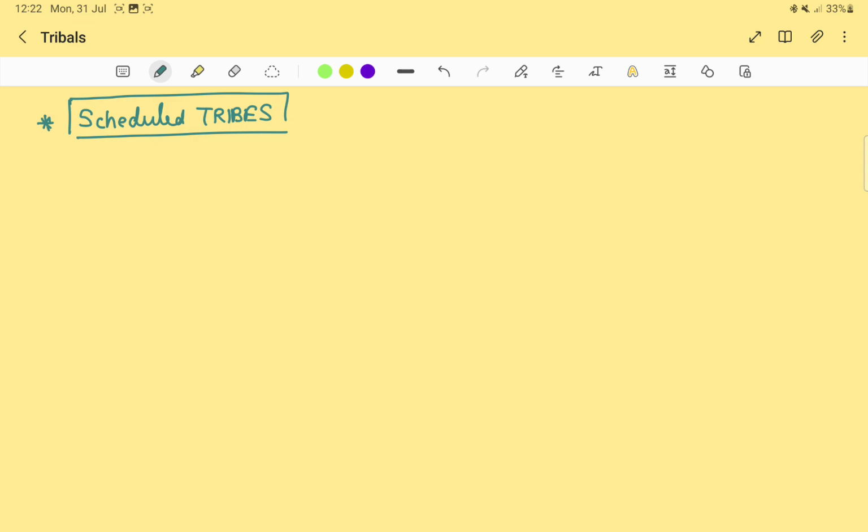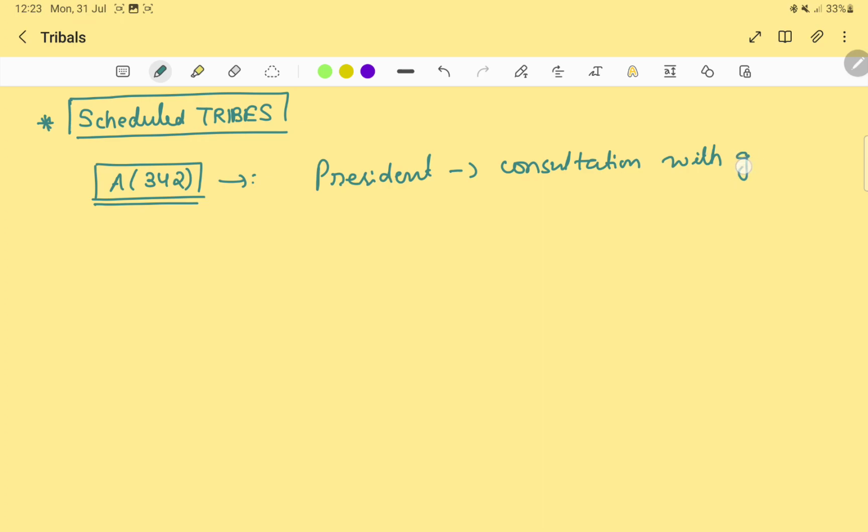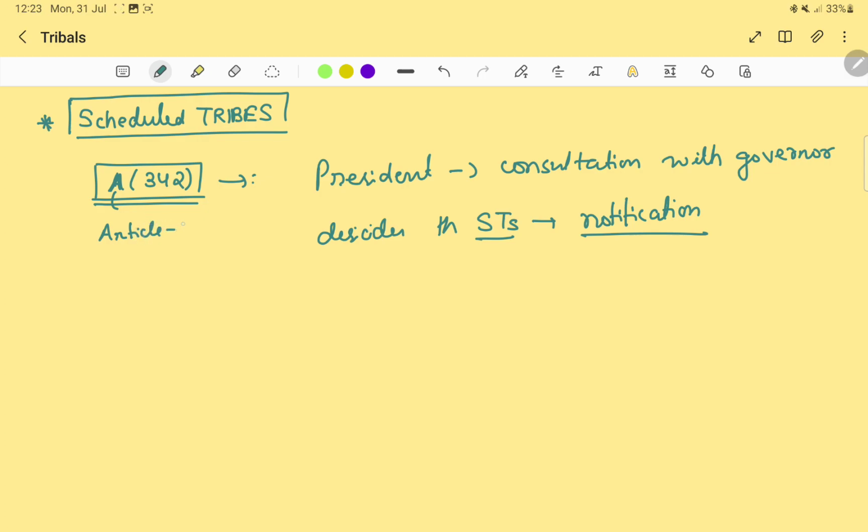For scheduled tribes, we need to first remember Article 342. This is a very important article. Basically, this article clarifies who has the power to decide who is a scheduled tribe. It is the President, in consultation with the Governor, who decides the scheduled tribes in the country by way of notification. So it is mentioned in Article 342 of the Indian Constitution. This is the first provision for scheduled tribes.